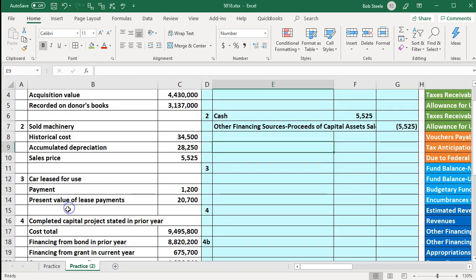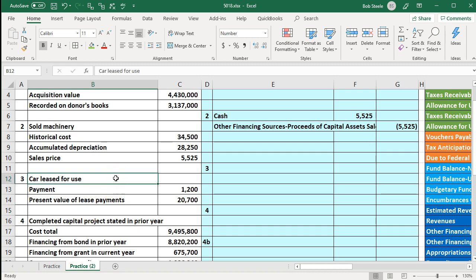Next, we're going to go to number 3. Number 3 says there's a car lease for use. We have the payments of $1,200 and the present value of the lease payments, the $20,700. We're going to say that this is a capital lease. We'll first take a look at the government-wide activities because the recording of the capital lease should look familiar on the government-wide, because we are on the normal accrual basis, as opposed to what we'll do going back over to the general fund, which will be on the modified accrual basis.